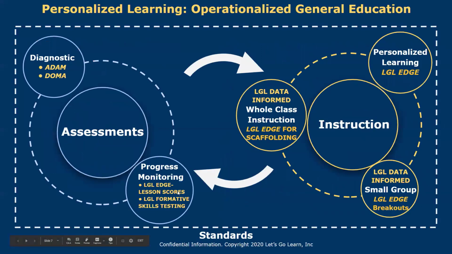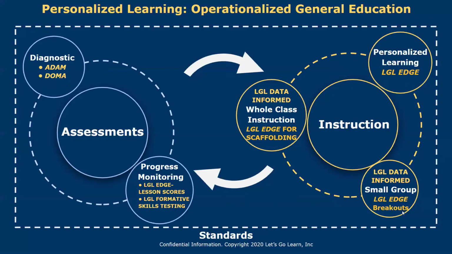So this is how we do it. We start off with a diagnostic assessment. Our diagnostic assessments for math are Atom and DOMA. We have you start with that, and then you get a full scope and sequence, a full understanding of where the student is in math, and you use that to inform your instruction. For whole class instruction, you can help scaffold students, or you can also use LGL Edge to help them before a lesson or after a lesson.